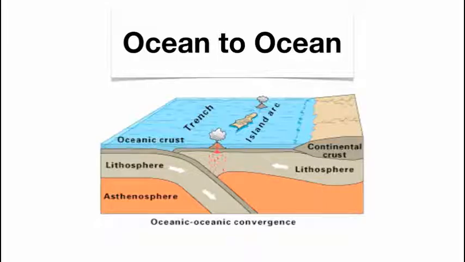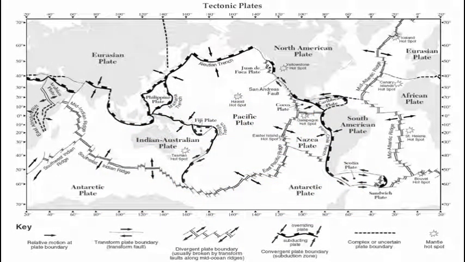You get subduction, you get the big earthquakes, you get the trench system, you get the mountains and volcanoes. Instead of being on land, now they're in the water. Let me show you where some of these locations can be. The Aleutian Islands are an ocean-to-ocean convergence, highly volcanic.